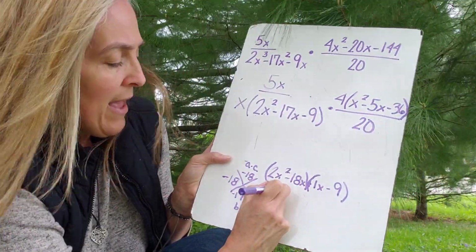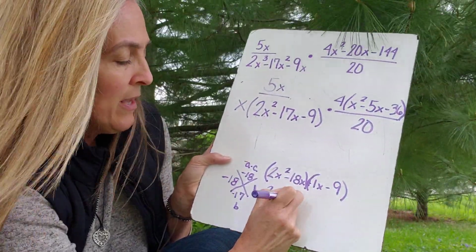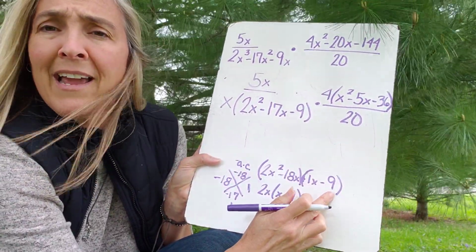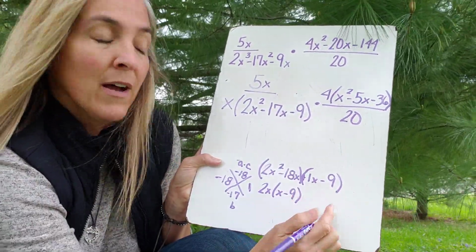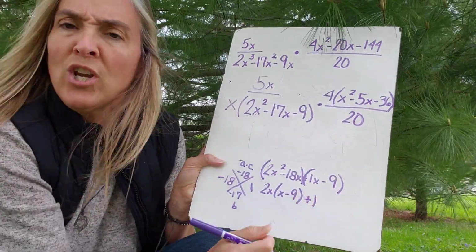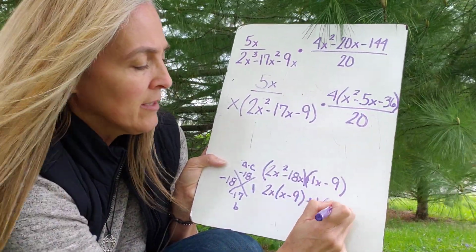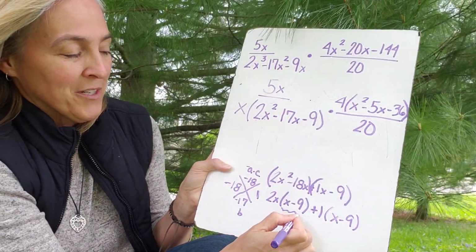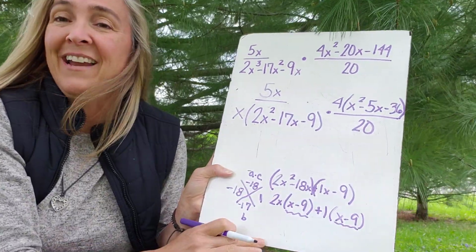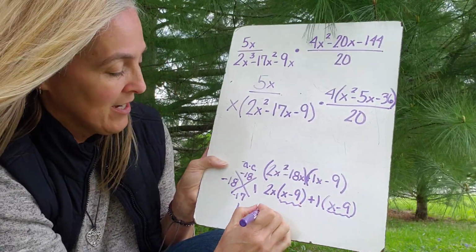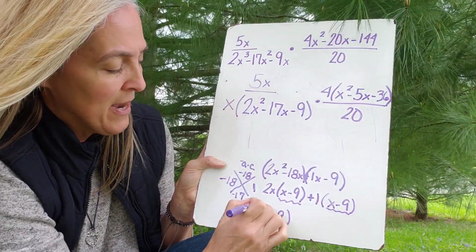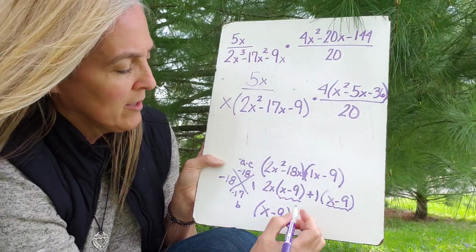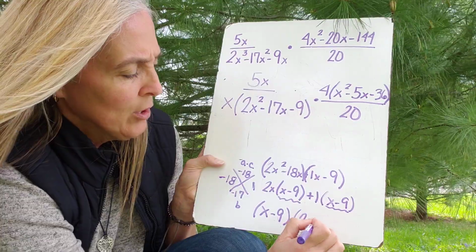I can take out a 2x from this first parenthesis, and I'm left with x minus 9. And unfortunately, there's not anything I can factor out of a 1x and a negative 9. So I'm just going to put a plus 1 right there because nothing's changing. And I leave the x minus 9. I don't know if I just said plus 9 or not, but it worked. I've got my x minus 9 right there. So now I pull that out, and I've got x minus 9 as my common factor, and I put my leftovers, which would be the 2x plus 1.